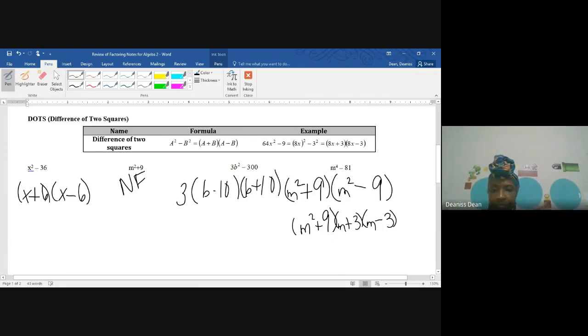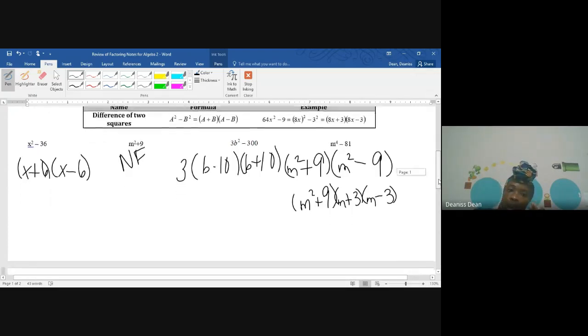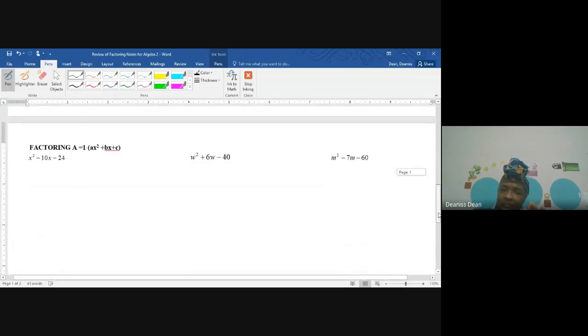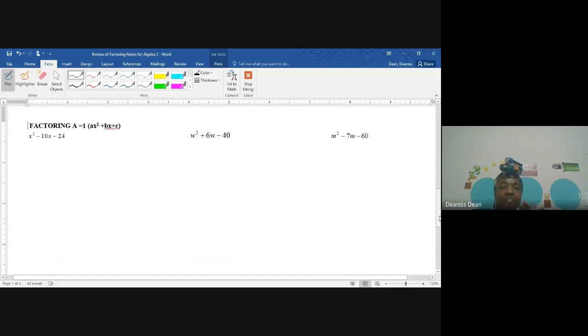All right. So we got greatest common factor. That's the first thing you always look for. If you have 2 terms, look and see if you have a difference of squares. The last thing we're going to look at is, hopefully, the last thing you remembered from when you were in Algebra 1. Factoring trinomials when the a value, the number in front, was 1.